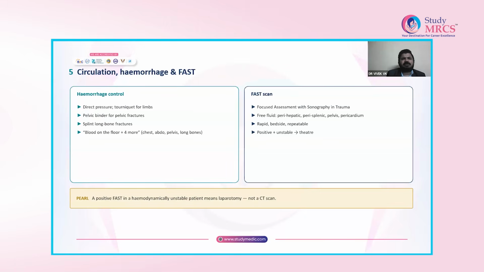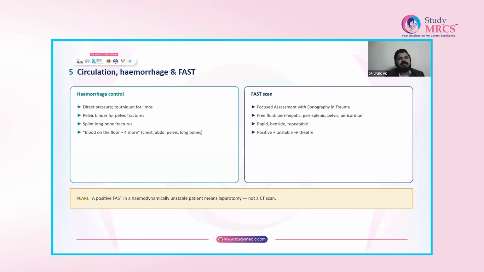So regarding circulation, hemorrhage, and FAST. Suppose the patient is experiencing some sort of trauma, and the patient has an external wound. How will you control the hemorrhage? Suppose that wound is actively bleeding. You can control the hemorrhage by applying direct pressure on that bleeding area. You can also use a tourniquet if the source of the hemorrhage is from the limbs.